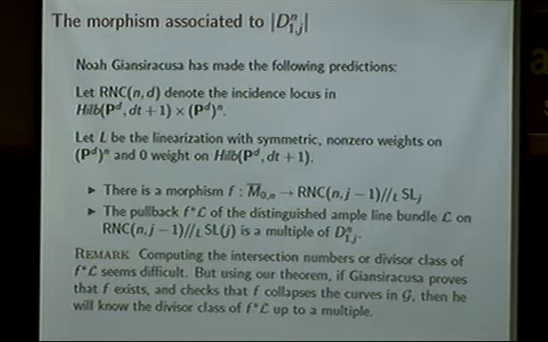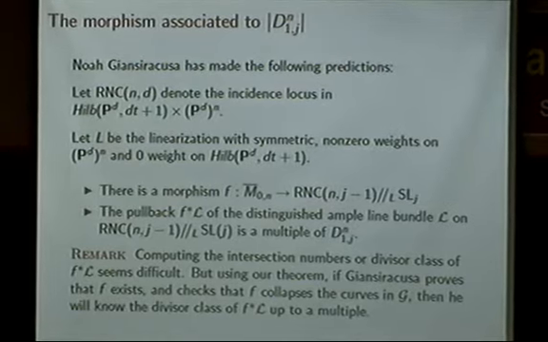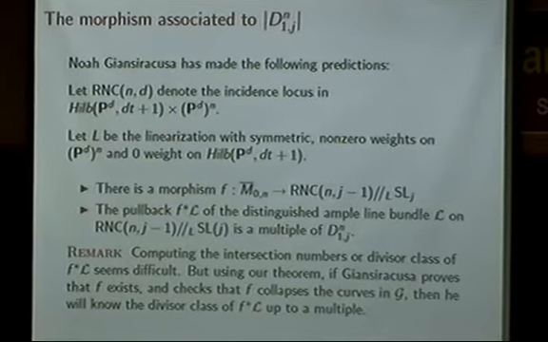But thanks to our theorem, if Noah merely shows that this map is actually a morphism, and if he checks that it collapses all the curves in our family curly G, then that will actually compute the divisor class up to a multiple. So we're not just finding extremal rays. In some sense, this is a computational tool to at least compute divisor classes of divisors which happen to be extremal. All right, I'll stop there. Thank you very much.